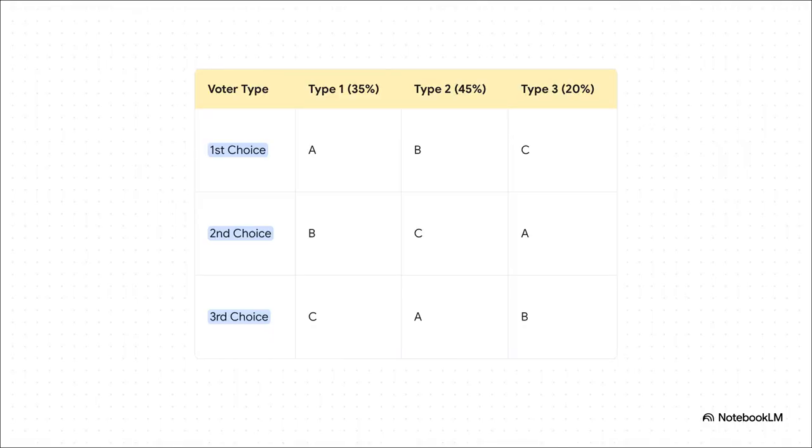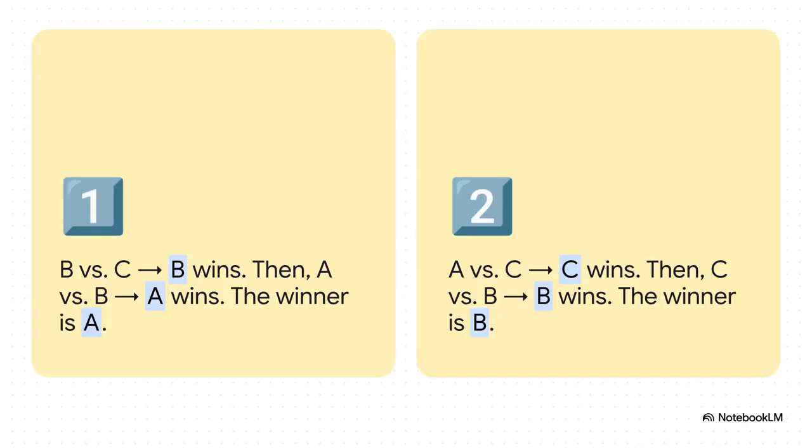We've got 3 candidates, A, B, and C, and 3 different groups of voters. You'll notice right away, no single candidate has a majority of first-choice votes. Group 1 wants A, Group 2 wants B, and Group 3 wants C. So, who should win? It seems impossible to tell. And this is where the paradox just slaps you in the face.